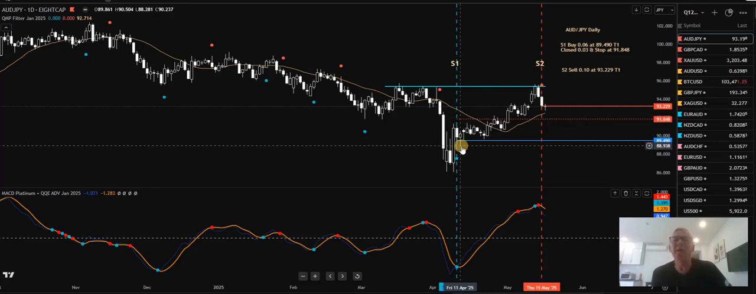So we're in a buy here, like I said, from the 11th of April. There's a stop in place there. Can't lose on that. You can look at my spreadsheet. It's got all the details of that trade in there also. It's a shared spreadsheet.